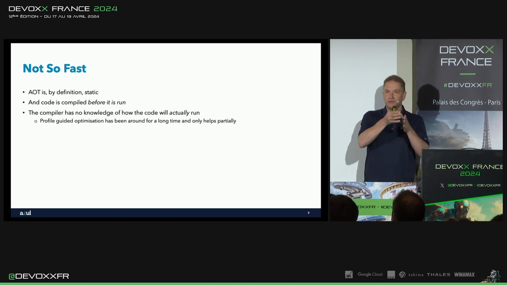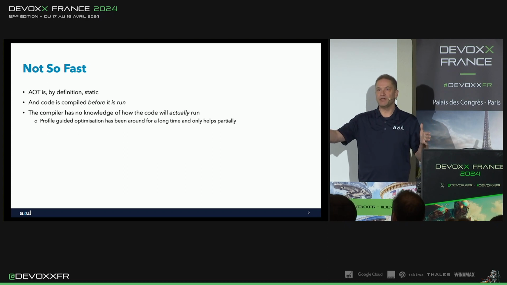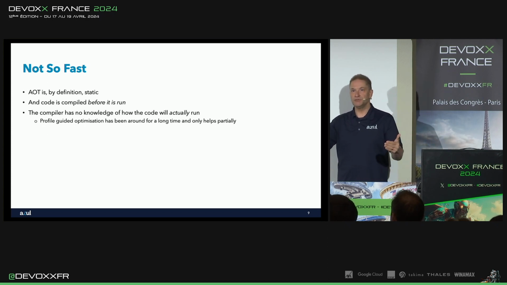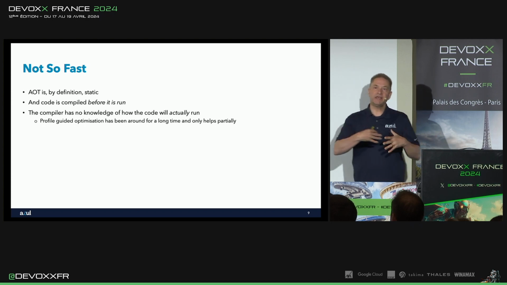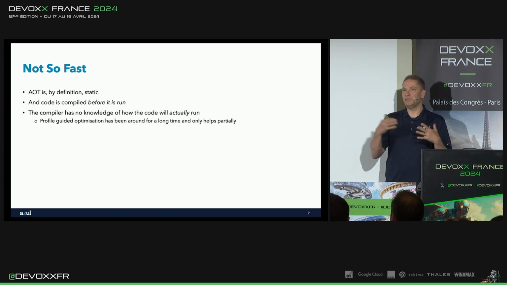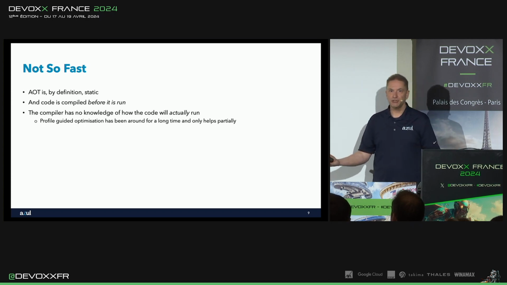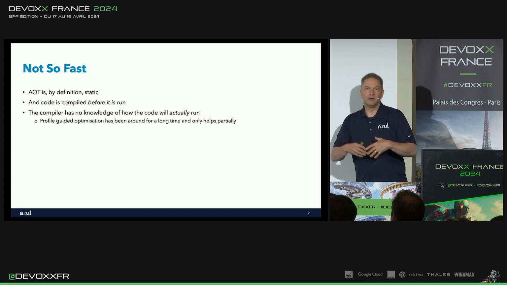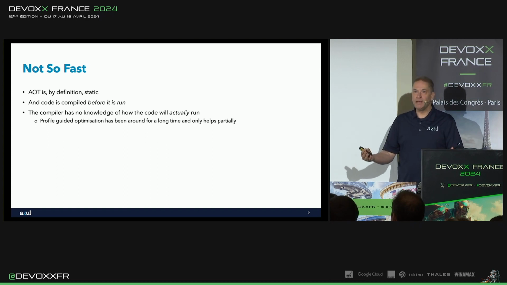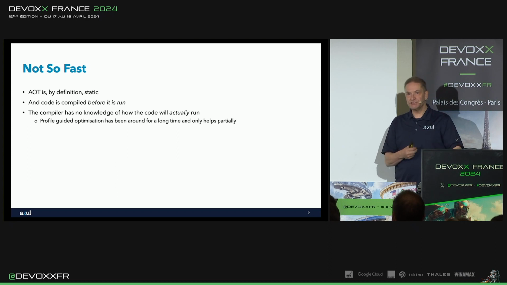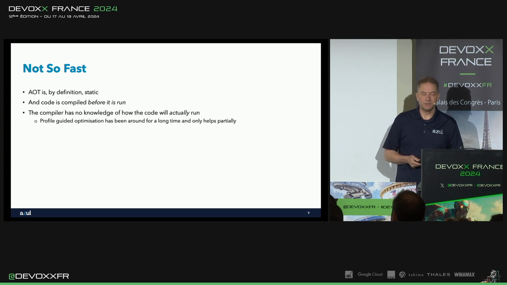Sure, we can see that there are code paths through our application. We can compile those into native instructions. We can even optimize in a number of different ways. We can do dead code elimination. We can do things like loop unrolling, certain things like that, which are standard optimization techniques.